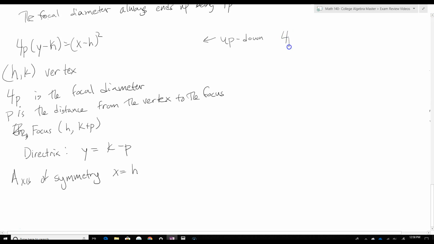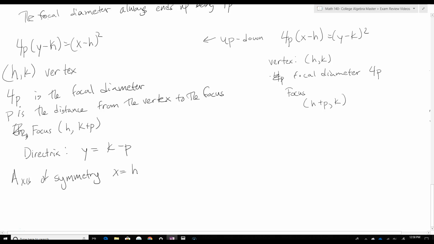So we have 4p, and this one's now going to be x minus h equals y minus k squared. Okay? The vertex, again, is going to be h, k. 4p will also be the focal diameter. So here's our focal diameter. It's 4p. P is still the distance from the vertex to the focus. And so the focus, this time, is going to have the k remain the same, and it'll be h plus p.